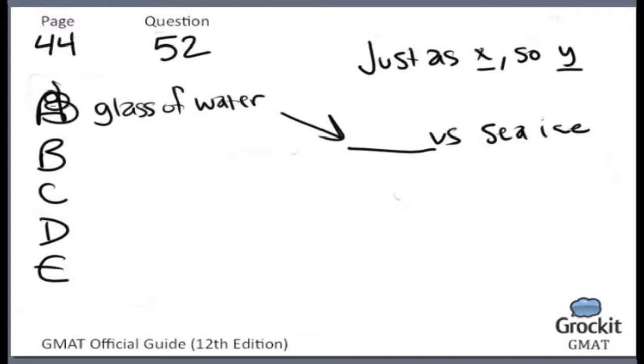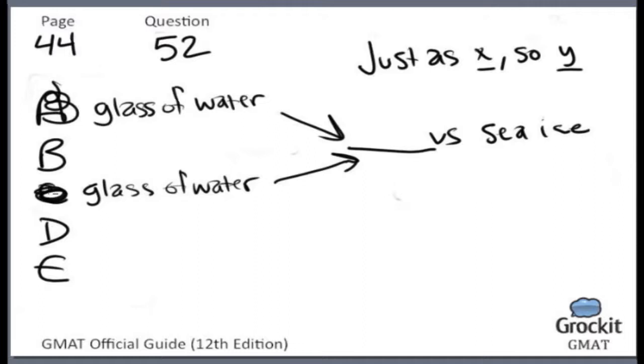Choice B, we have "like melting ice cubes." Okay, well, that's got potential. Choice C has a glass of water, again being compared to sea ice. Choice D has melting ice cubes, which is good, and choice E has melting ice cubes. So we're able to get rid of two of the answer choices. That's typical of the GMAT, but that's still really good.